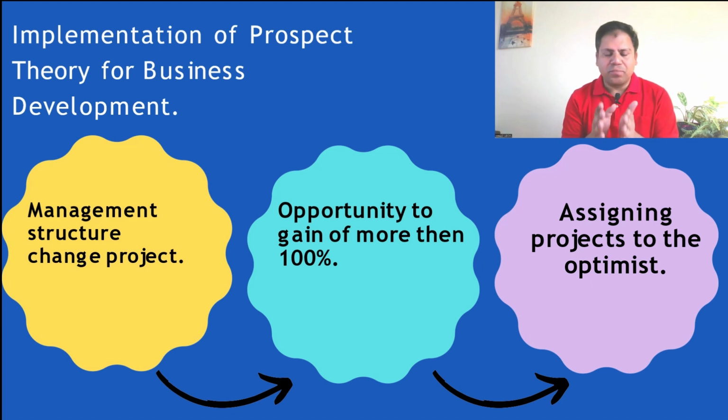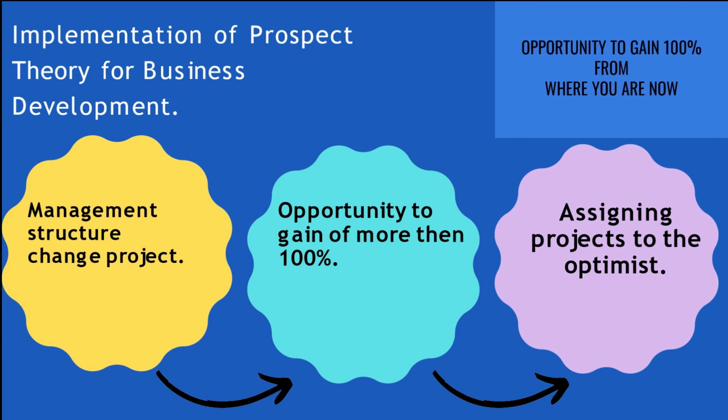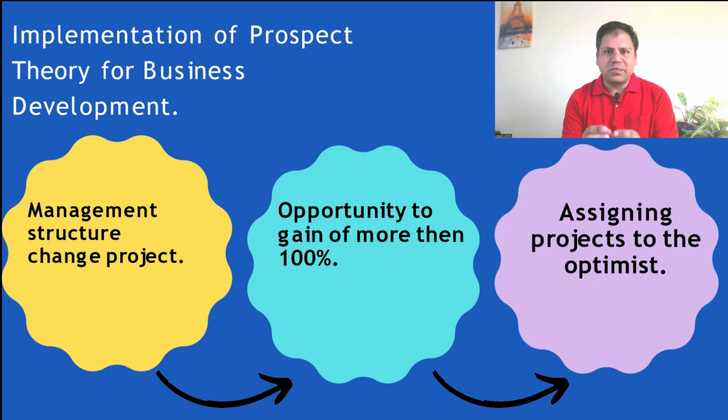The second part of prospect theory is that it helps in understanding the opportunity to gain more than 100%. Opportunity to gain more than 100% basically means that if you convince your employees that if they accept the change, the advantages will be 100% of what they have achieved so far. The advantages of accepting the change will be 100% of what you have achieved so far.